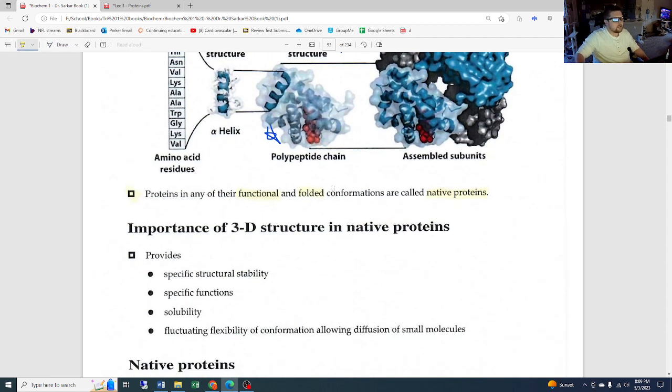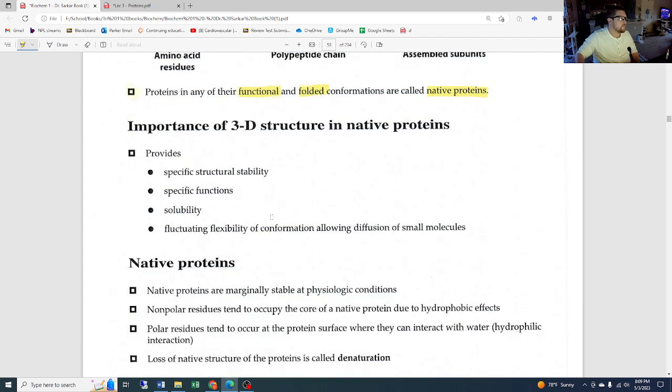So proteins in any of their functional and folded conformations are called native proteins. Just a little vocab for you. When they're in their functional and folded conformation, native protein. The importance of the 3D structure in native proteins is that it provides stability, which is a big one. Its specific function, and solubility, so whether it's soluble or insoluble in water, determines a lot about where that protein is able to go and where it's able to reside and carry out its function. Fluctuating flexibility of conformation allows diffusion of small molecules. We'll talk a little bit more about flexibility of conformation.